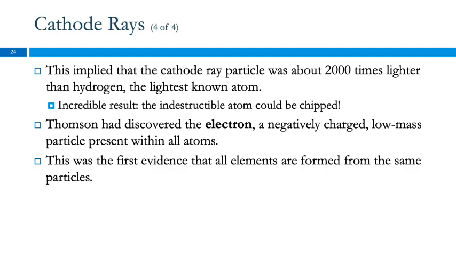I thought the atom was the smallest particle. Apparently not. The indestructible atom could be chipped away. So you can chip electrons off of these guys. The electron is that particle. Thomson had discovered them. Electrons are negatively charged, extremely low mass particles that are present in all atoms. So it turns out that atoms are actually built of smaller pieces.